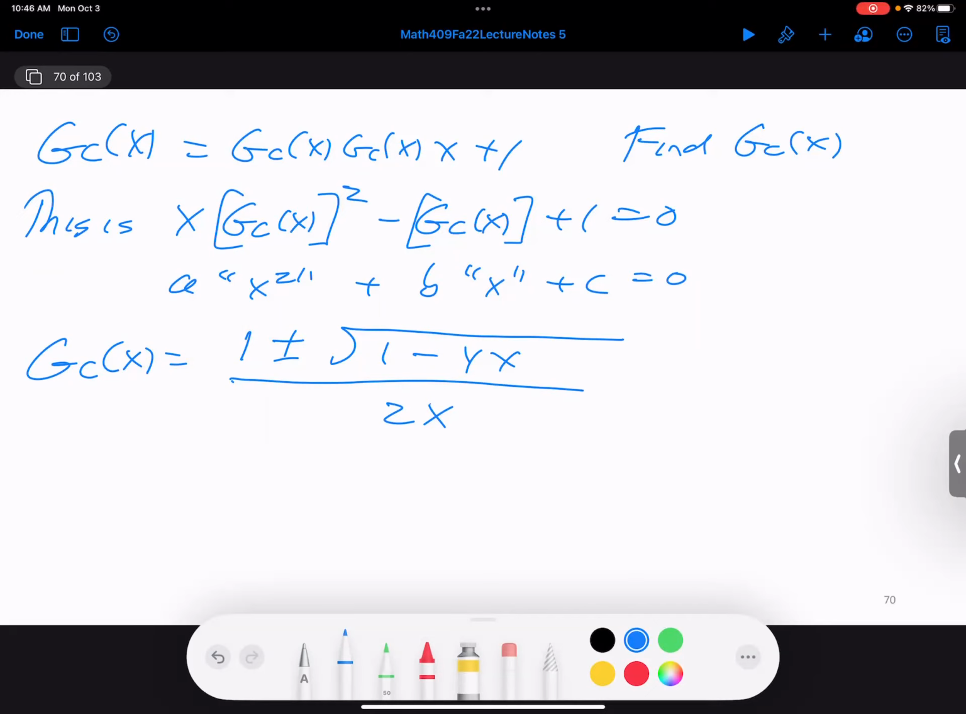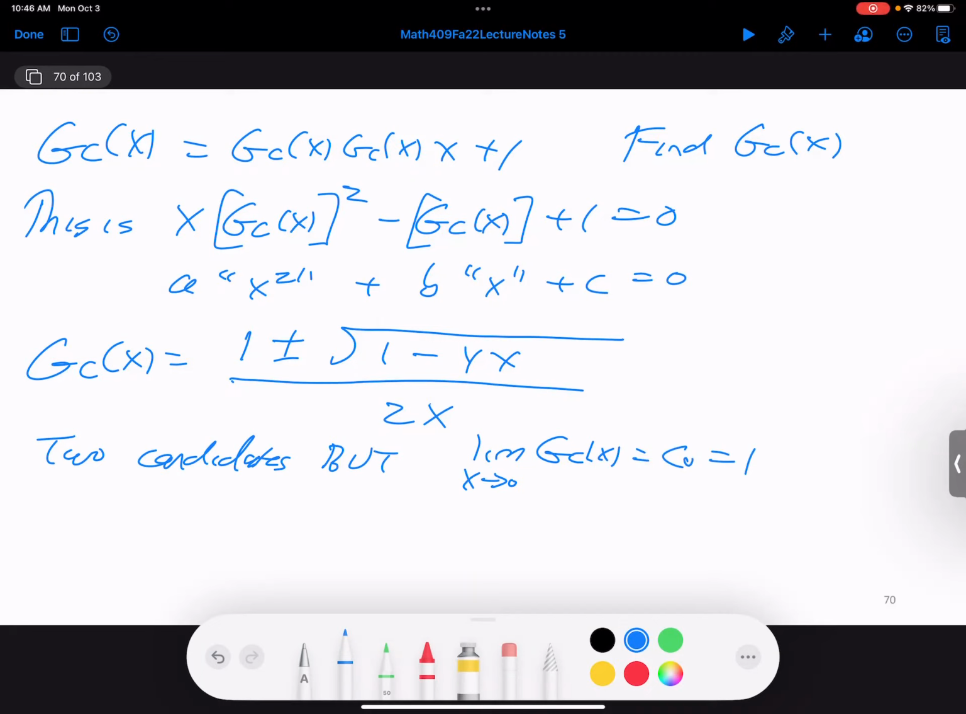In the limit, it should approach 1. Good. In the limit, what goes to what? So as x goes to 0, the generating function has to go to 1. So we have 2 candidates. But the limit as x goes to 0 of GC of x is just the constant term, which is 1.